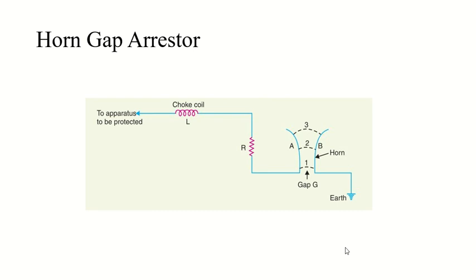The gap between the horns is so adjusted that the normal supply voltage is not enough to cause an arc across the gap. So under normal conditions the gap is not conducting, and the normal supply voltage is insufficient to initiate an arc between the gap. Now when overvoltages occur, the spark over will take place across the small gap, called G. The spark over will take place over here.